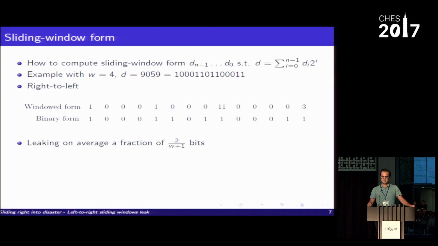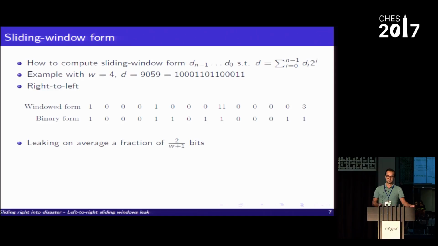So if you look at the sliding window form, you see that there are a couple of non-zero digits. You do know the position, so you know at those positions there was a 1, but you don't know the value because it does this multiplication once. Now, on average, this will leak a fraction of 2 over W plus 1. You will get one bit for each window of size W, and you will get approximately one zero bit between the windows. As you also saw, if you see a gap between windows, you will also know that those are zeros. So on average, you will get 2 over W plus 1 bits known.